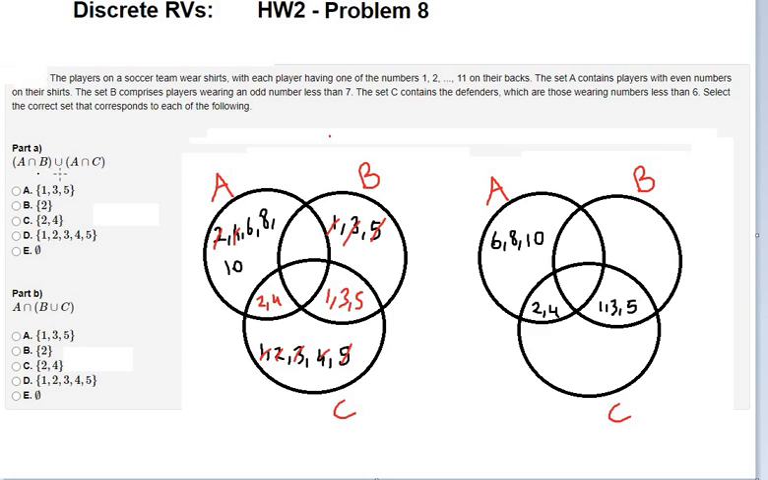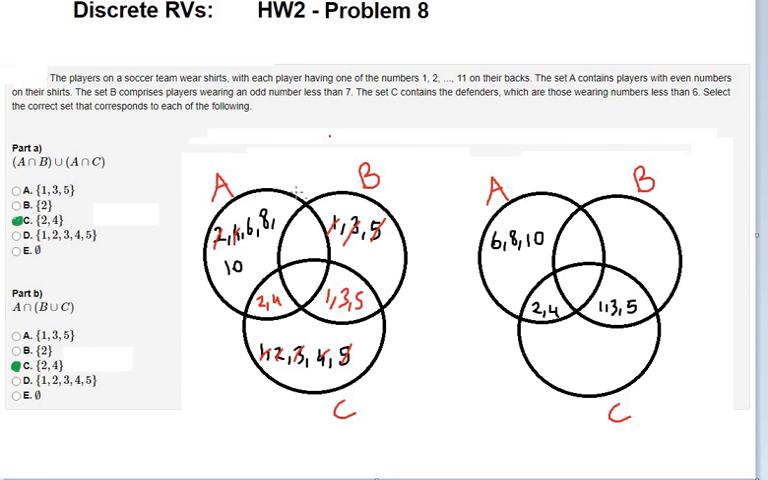A intersect B union A intersect C. A intersect B is 0, the empty set, and A intersect C is 2 and 4, and the union of that is 2 and 4. So here the answer is 2 and 4. A intersect B union C. B union C is 2, 4, 1, 3, 5. And if I intersect this with A, again I get 2 and 4.